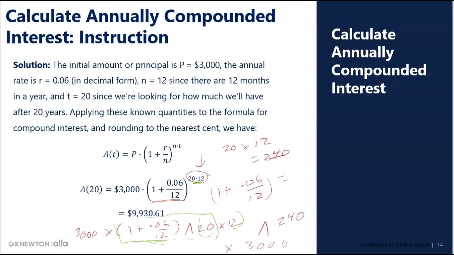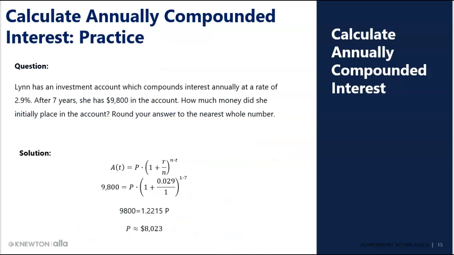But if you're just using a basic calculator, which is all you need, you've got to be aware of this order of operations. So when you do all that, you get $9,930.61. You should do that in your calculator and see that it works. We'll have done some of this in class too.